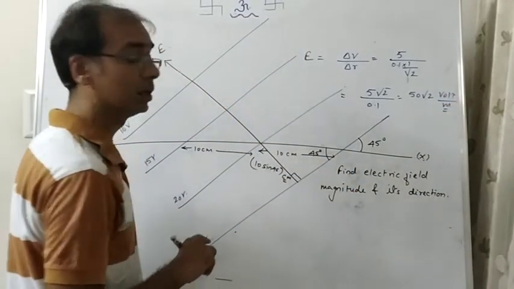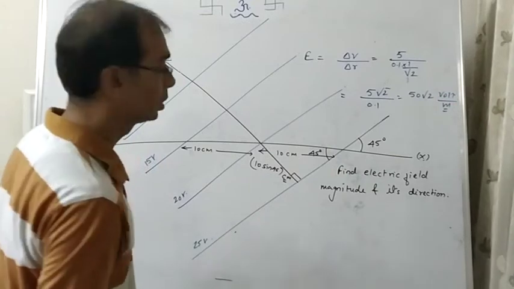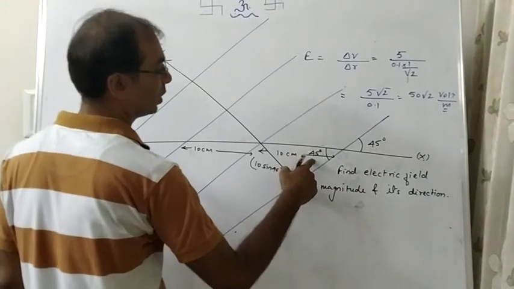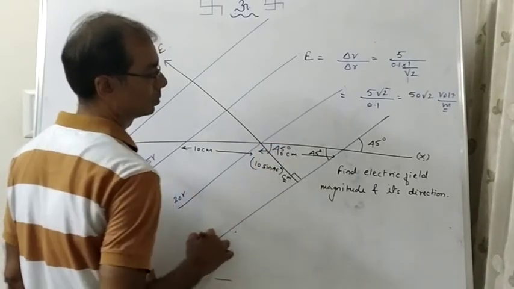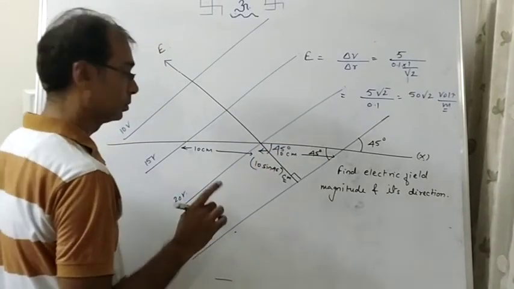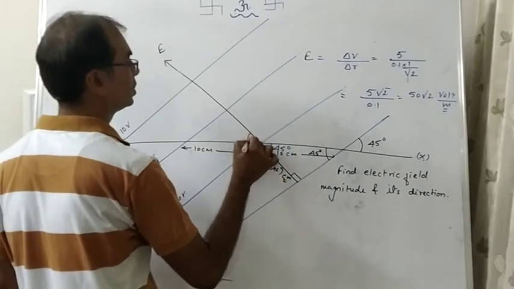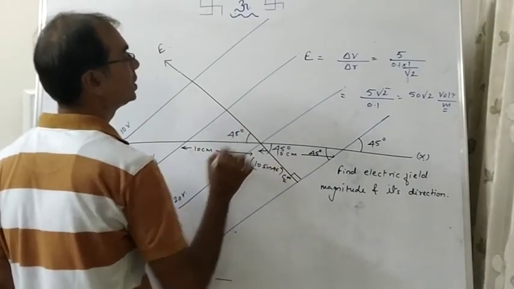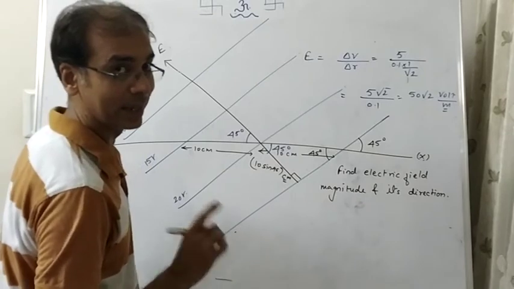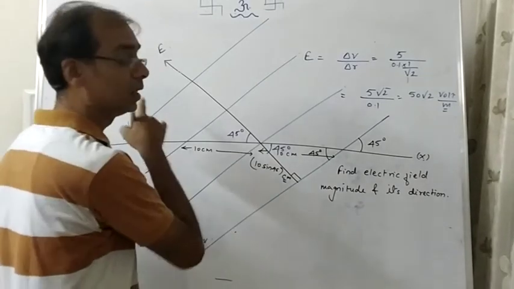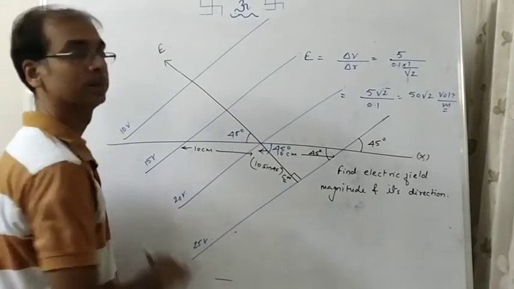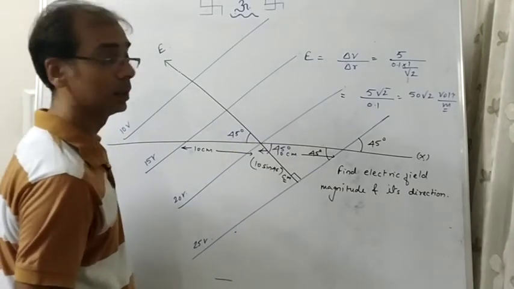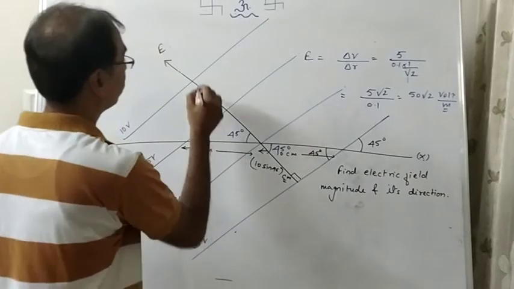And what is the direction now? Direction means the angle you want. If this is 45 degree, this has to be 45 degree also. Correct or not? Perfect. So if this is 45, this is also 45. So what do you say? The electric field is directed at 45 degree from the negative x-axis. This is the negative x-axis. If we want, we can write it in vector form also.